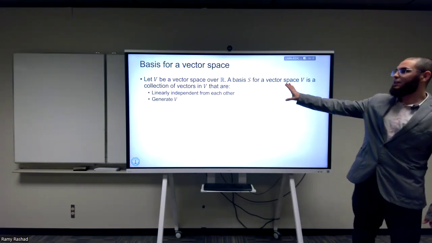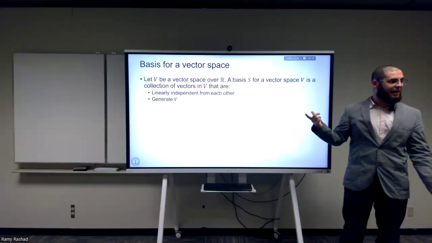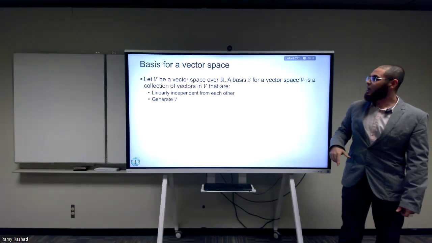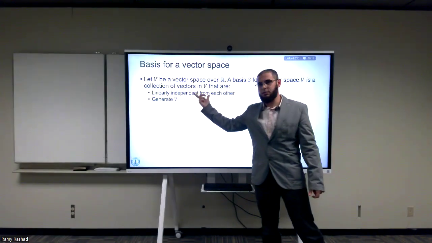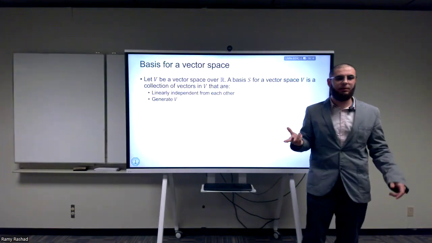So let V be a vector space over R. A basis S. Okay, so S is a basis. We call it a basis for a vector space. First, what is S in the first place? It's just a collection of vectors. Very important. What does a collection of vectors mean?